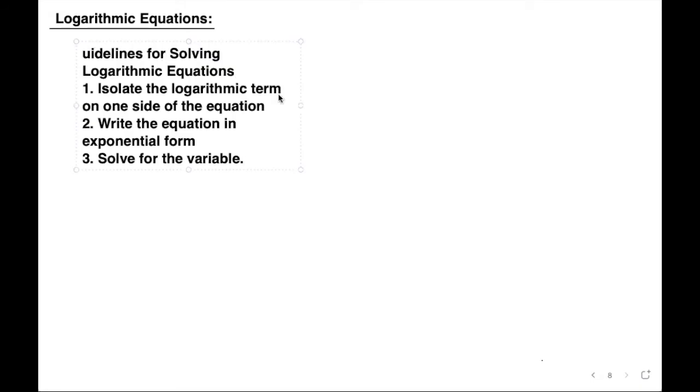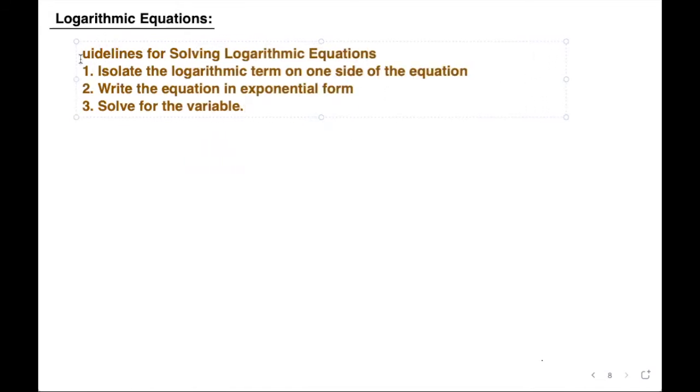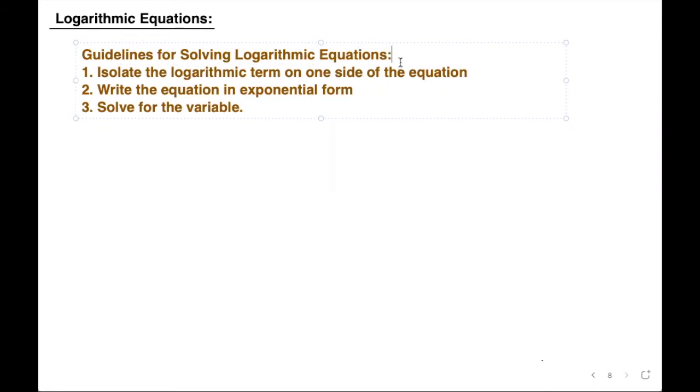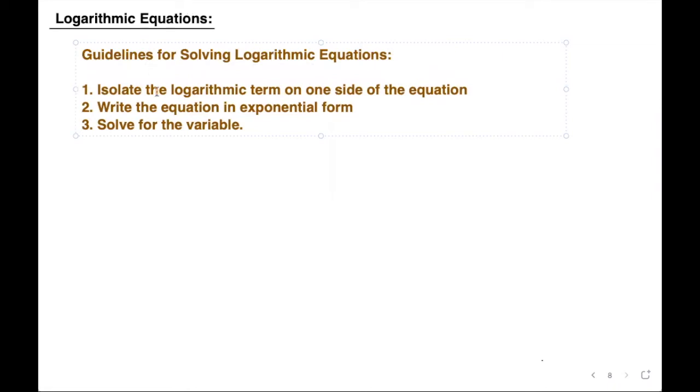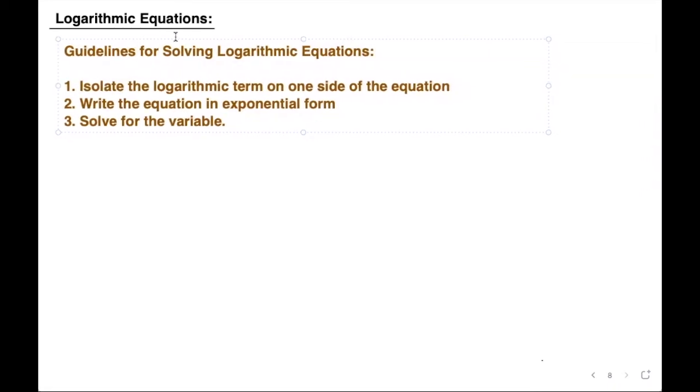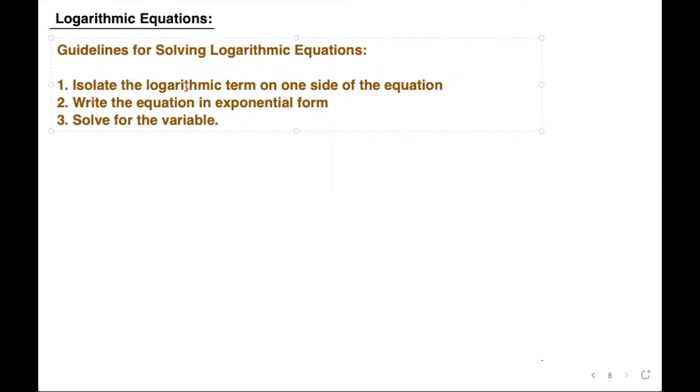For the logarithmic equation, we have steps exactly like the exponential equations. The same steps exactly, but with a different change. First thing, we have to isolate the logarithmic term on one side, write the equation in exponential form, and solve for the variable. Example.